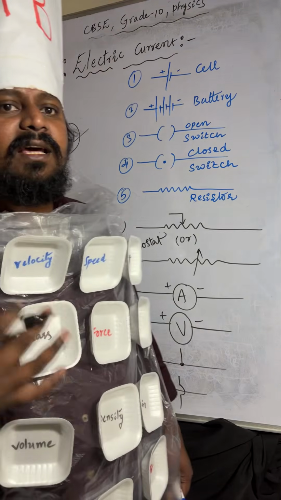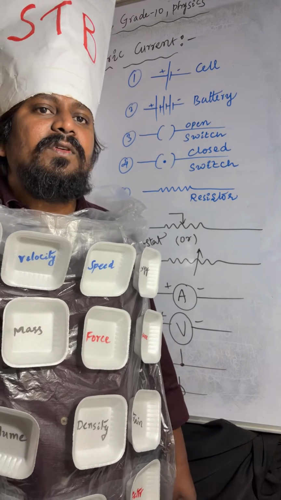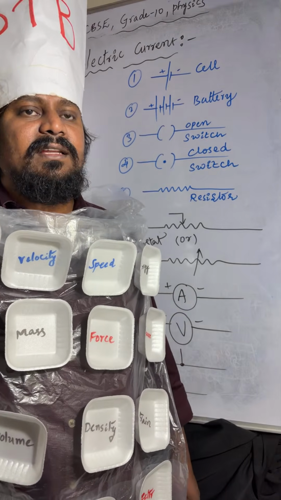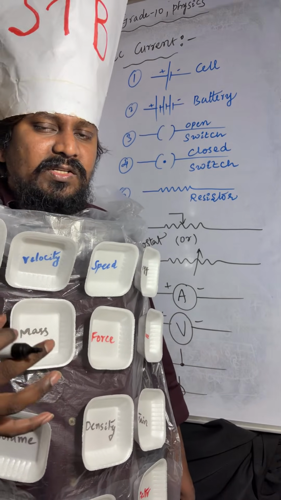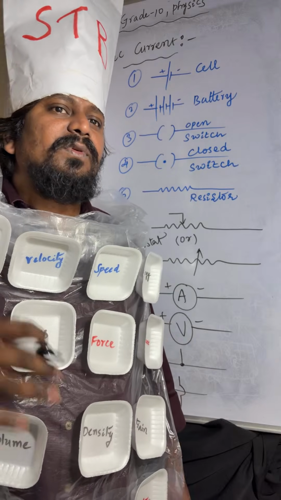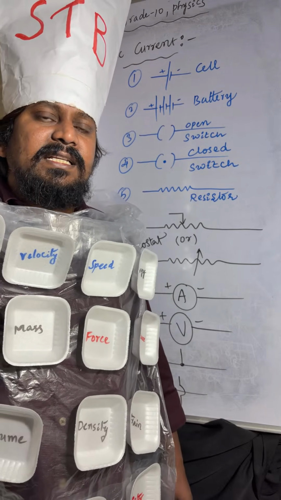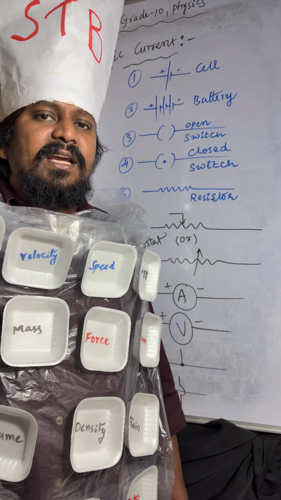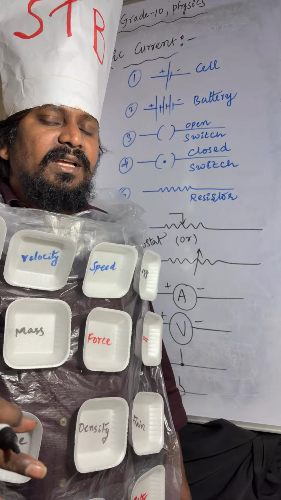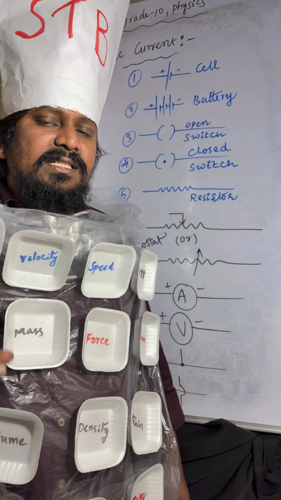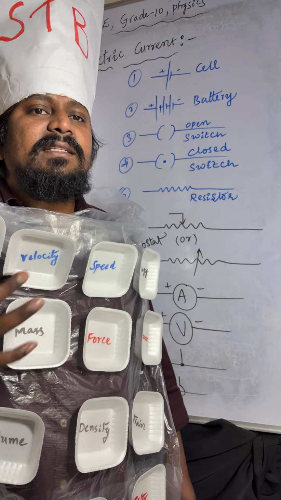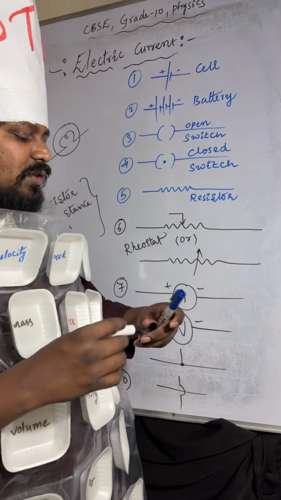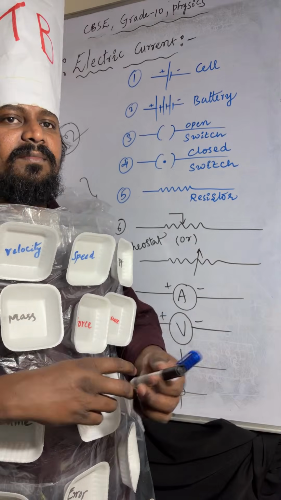Resistor is a device which is used to oppose the electric current. Resistance is the phenomenon of opposing the electric current in the circuit. SI unit of resistance is ohm. Okay, and symbol for resistance is this one. So I hope these are the electrical elements.